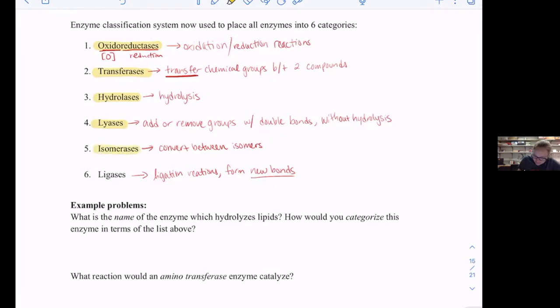We have isomerases, which converts between isomers. So this could be enantiomers, it could be diastereomers, it could be constitutional isomers. Anything where you change from one isomer to another is an isomerase. And then the last one is ligases. So ligases stands for ligation reactions. Ligating means just making a new bond. So like one thing attaching to another is a ligation type thing. So anytime you hear that just a new bond is forming, nothing like transferring or anything like that, just a new bond forming, that would be a ligase.